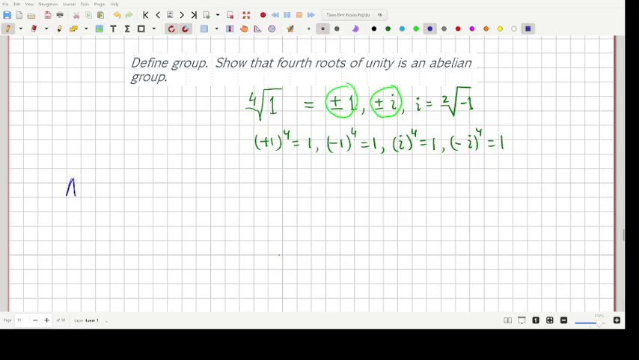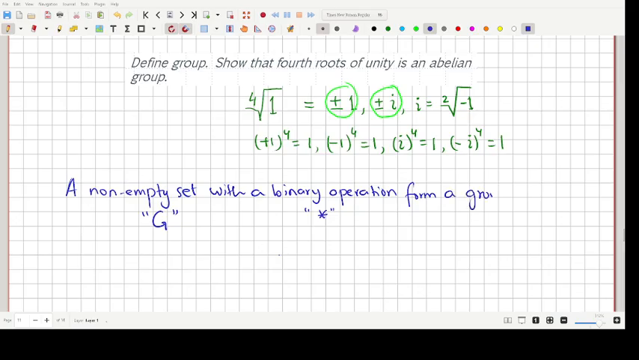A non-empty set with a binary operation. So we are defining a group. We have a non-empty set along with a binary operation. Let us say that the non-empty set is G, and the binary operation is, let's say, the star. So the star and G form a group if the following conditions are true.